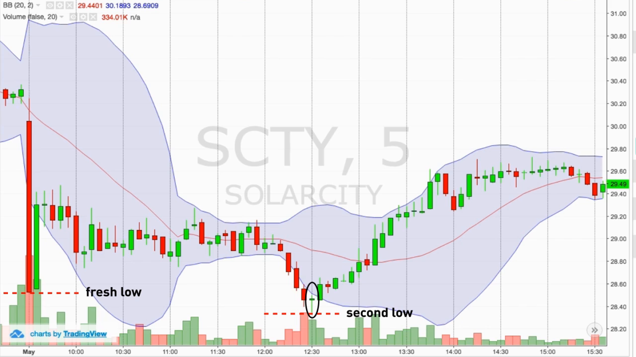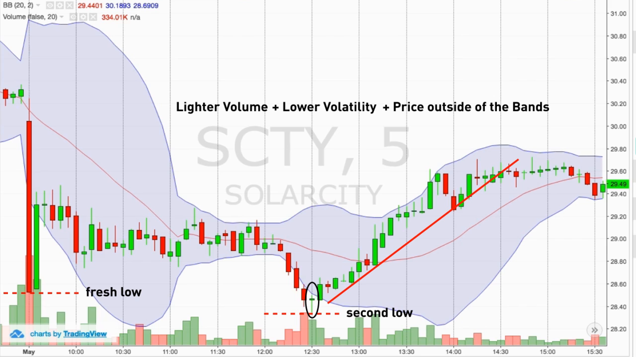To quickly recap the setup, we have lighter volume, lower volatility, and price outside of the bands. What do you think happened next? Solar City had a nice 4.5% bounce from lunchtime through the remainder of the day.